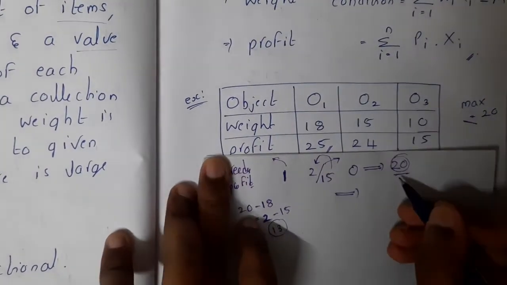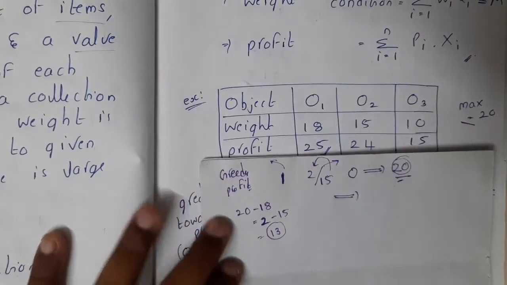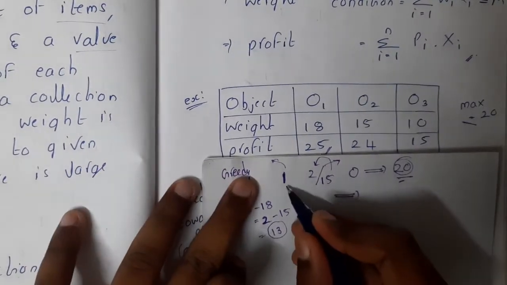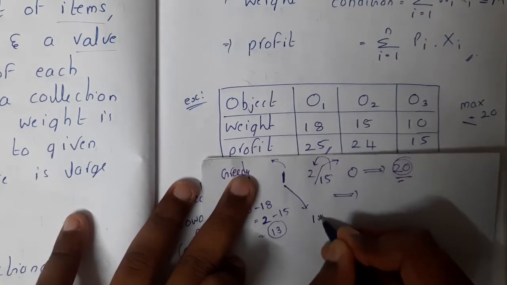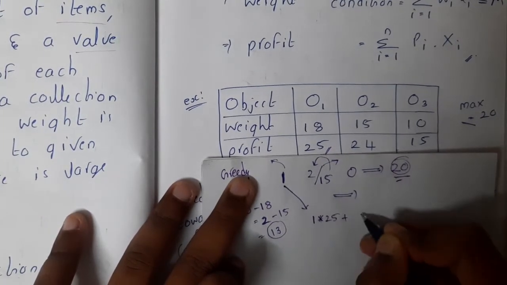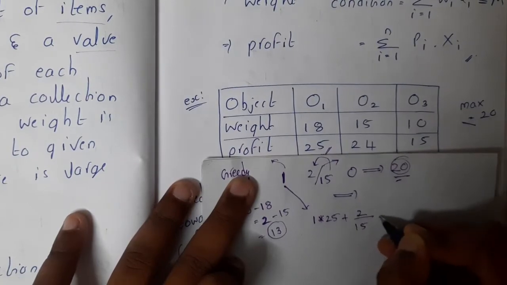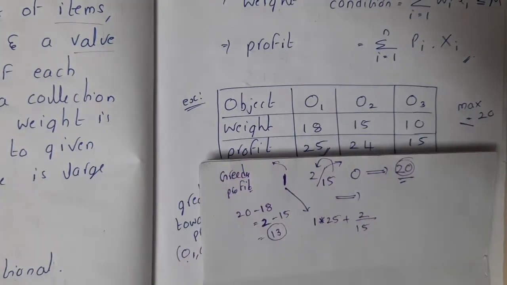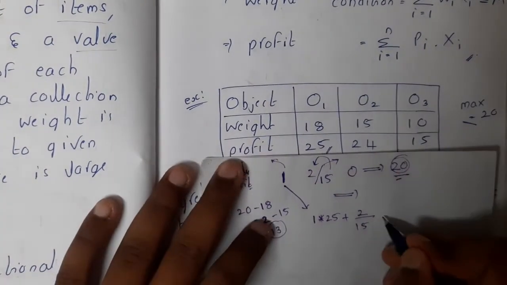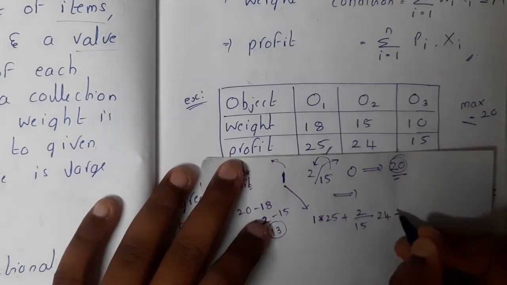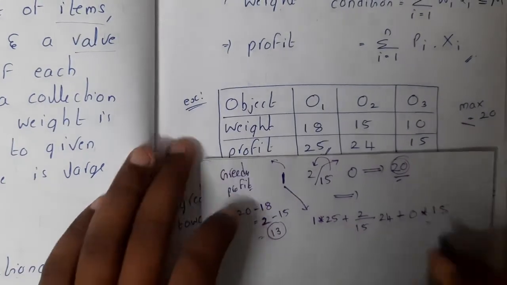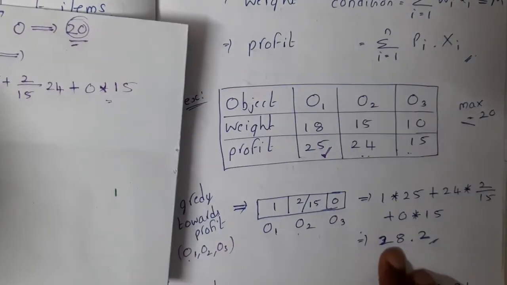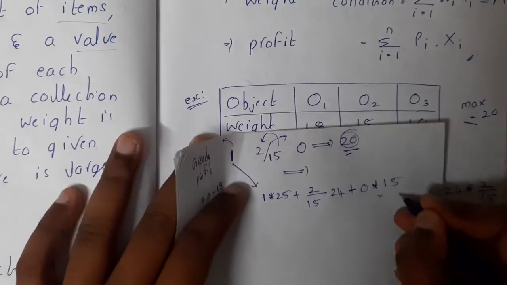So here the total weight is 20. What about the profit is your question, right? So what is the profit if I carry 1 kg of it, guys? It is nothing but 1 into 25, plus, what is the profit if I carry 2 by 15 of this item? Its profit is 24 plus 2 by 15 into the profit, which is 15. So what is the result, guys? The result will be 28.2.